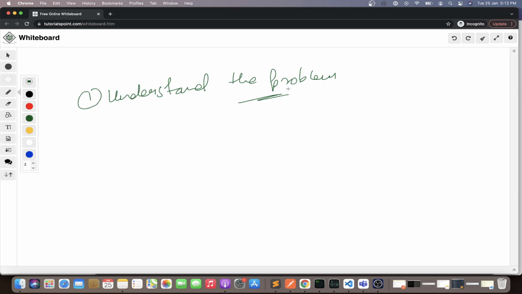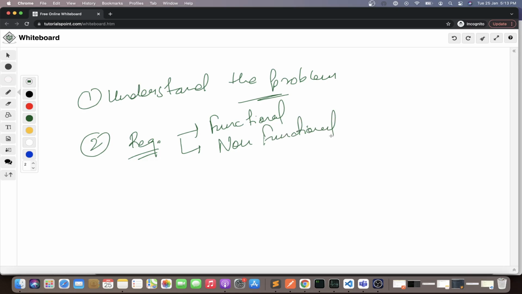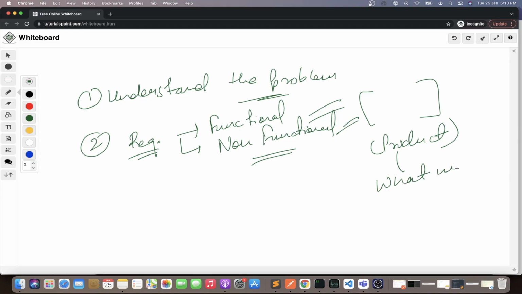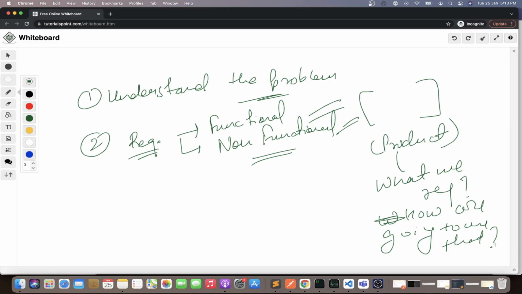The second thing is we need to get well versed with the requirements. As I mentioned previously, whether they are functional or non-functional requirements, we should be very well versed with them. It should be known to us what we require by building a product, and how we are going to use it. This should be on our fingertips.